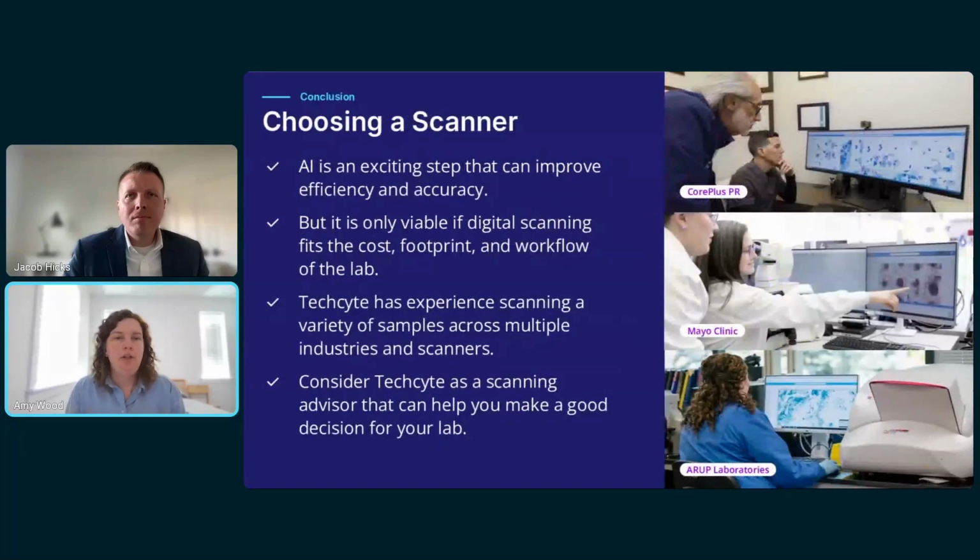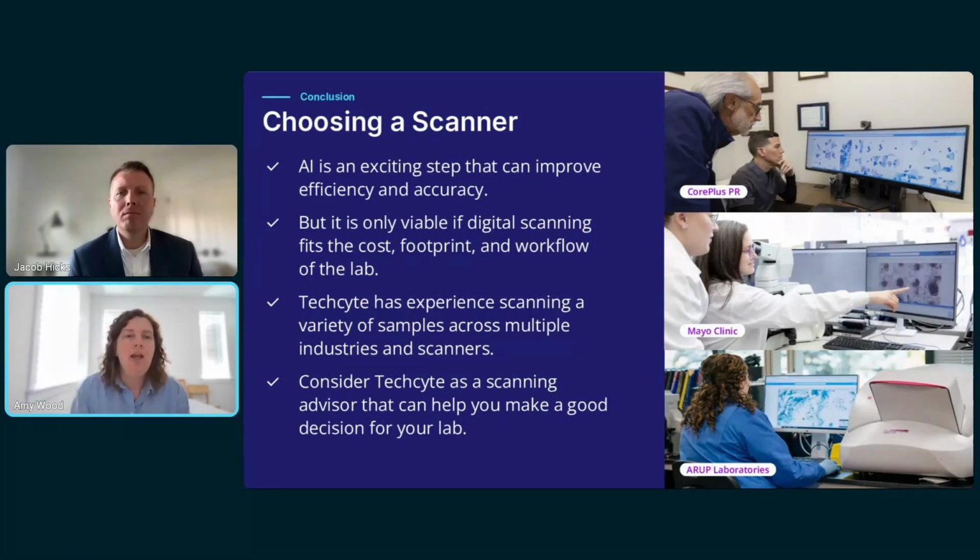So generally, when it comes to choosing a scanner, the AI piece is really exciting. It can help improve the efficiency and the accuracy, but it's only viable if, first of all, we have a good model that we can consistently get those images, but also if it fits the cost and the footprint and the workflow of the lab. Having the users who are interacting with it not be constantly frustrated by something about the scanning process is really important for us. And so we've done a lot of work to streamline that and make that as user-friendly as possible.